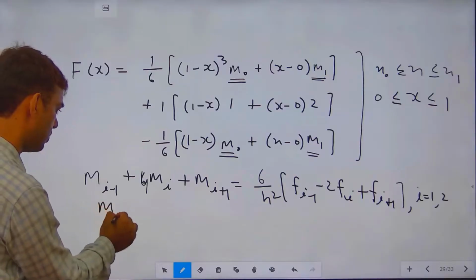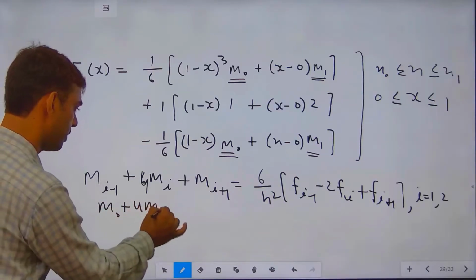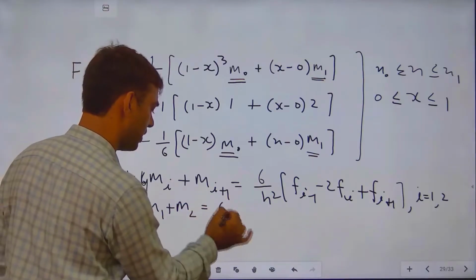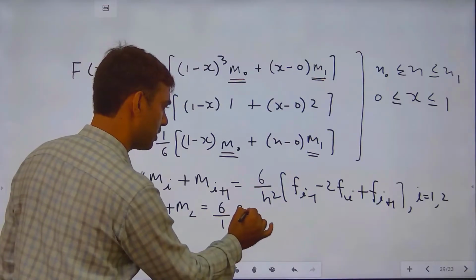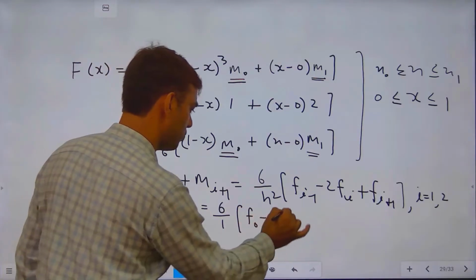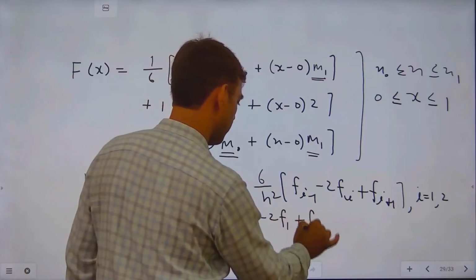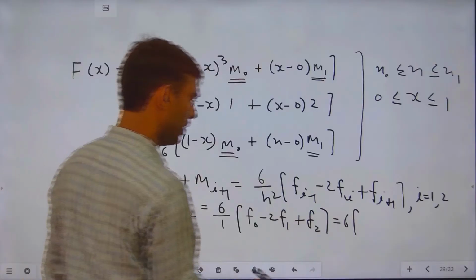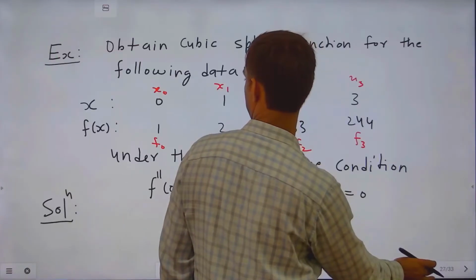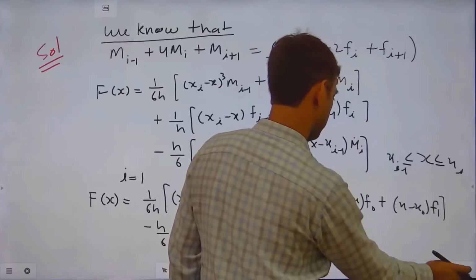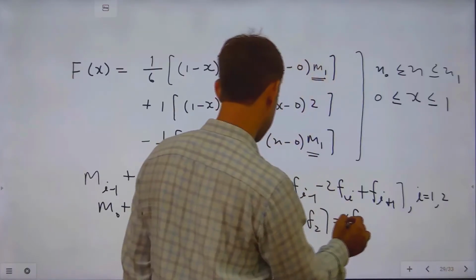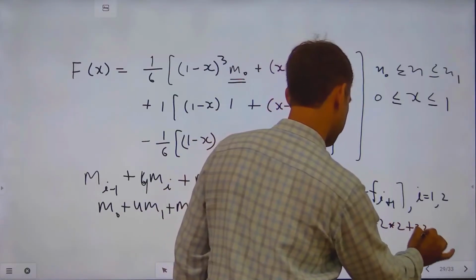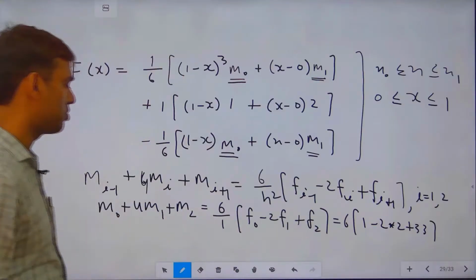If we put i equal to 1, this becomes m0 plus 4 m1 plus m2 equal to 6 upon h square with h equal to 1, f0 minus 2 f1 plus f2. If we put the values into f0, f1, f2, what is the value of f0? Here we write 1, 2, 33: 1 minus 2 into 2 plus 33. With the help of this we find one equation.